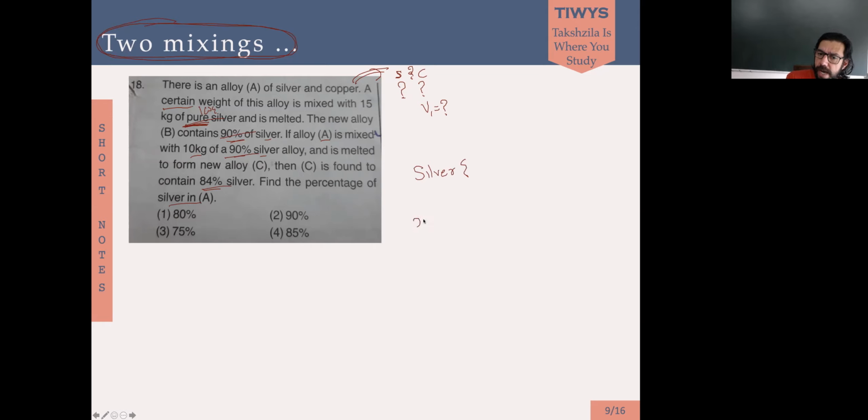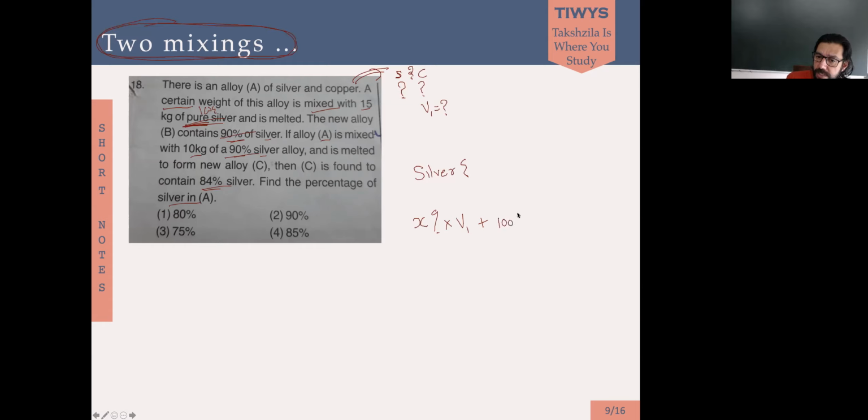Unknown percentage. What volume? Unknown. Keep going. What is the problem? And mixed with what? Where is it mixed with? 15 kgs of pure silver.